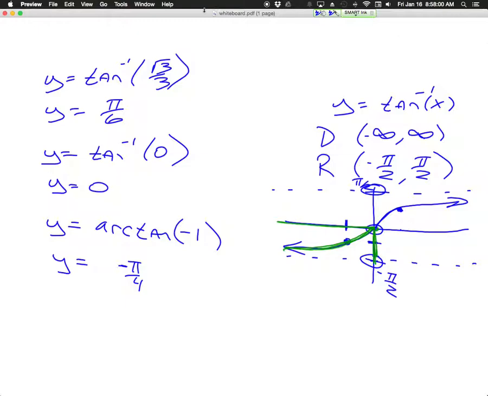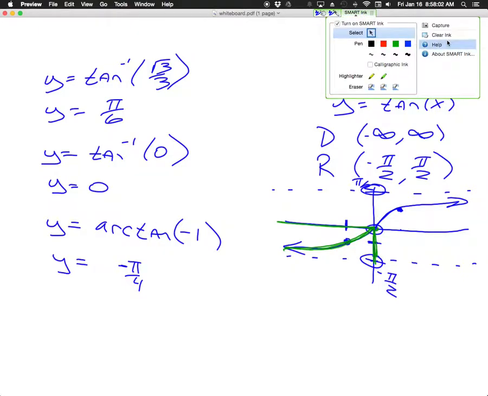All right, very good. Okay, let's look at some compositions. I want cosine of inverse tangent of 1. Cosine of inverse tangent of 1. So I've got a function inside a function.